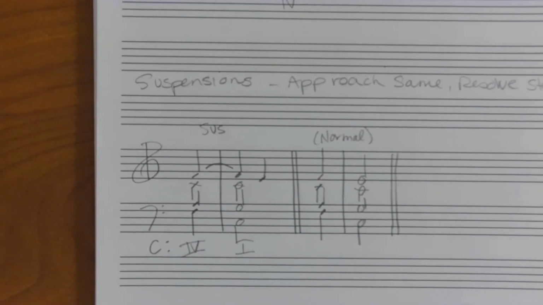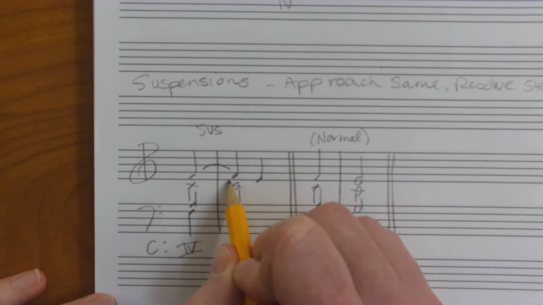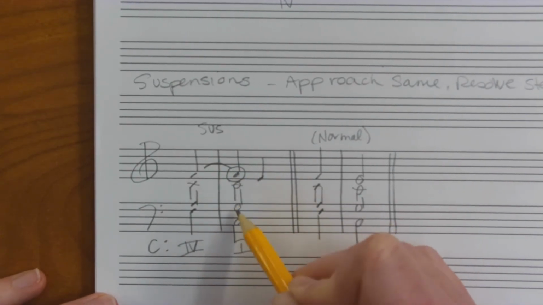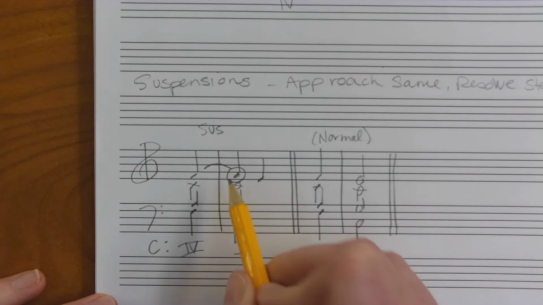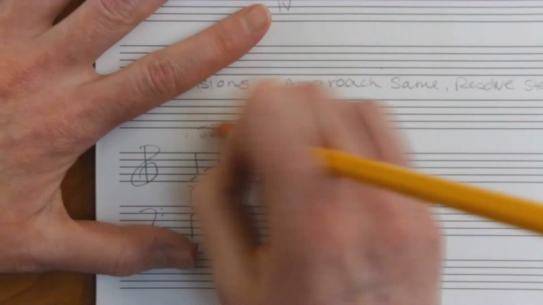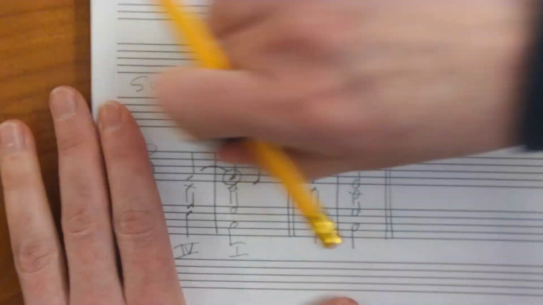But another thing about this is that we're going to be really specific about how we label suspensions. So this suspension is going to be labeled as such. This is the note that we circle. The F is the note that doesn't fit. C, E, G is the chord. F is the note that's left out and doesn't fit. So we're going to label it suspension, or, broke my eraser. I'm going to label it sus.